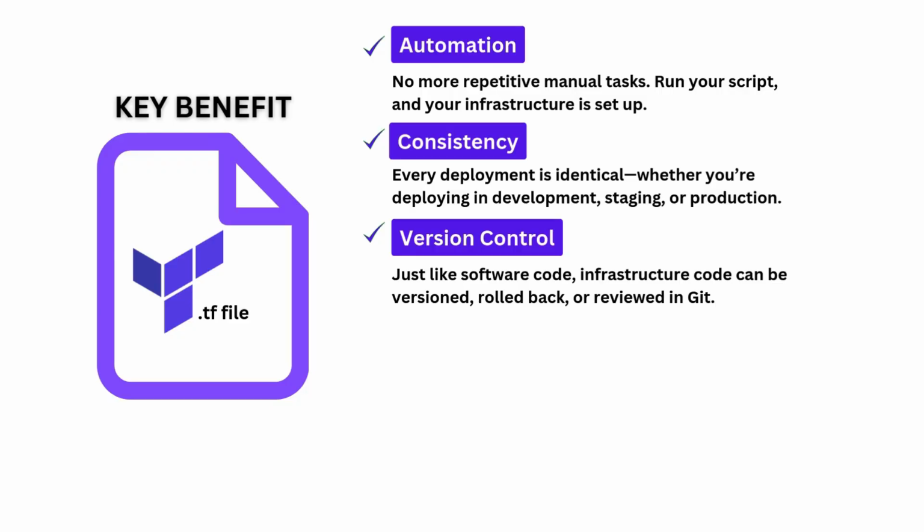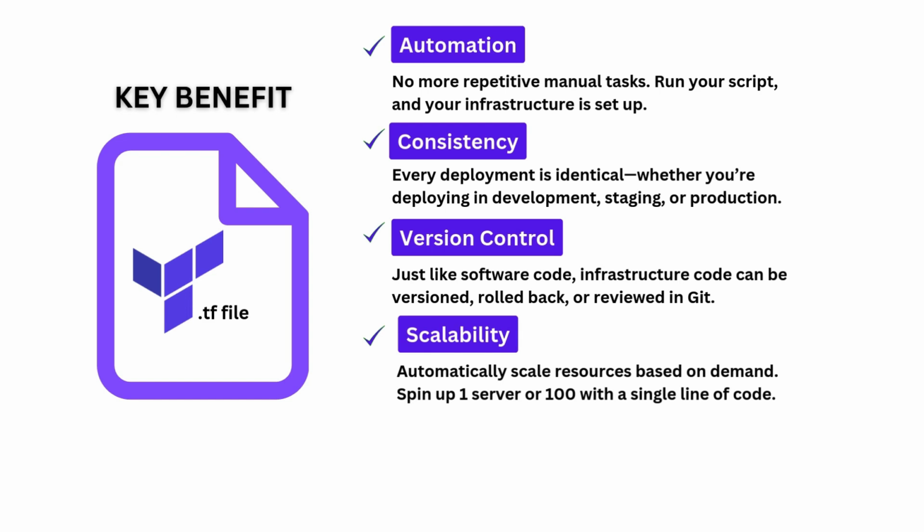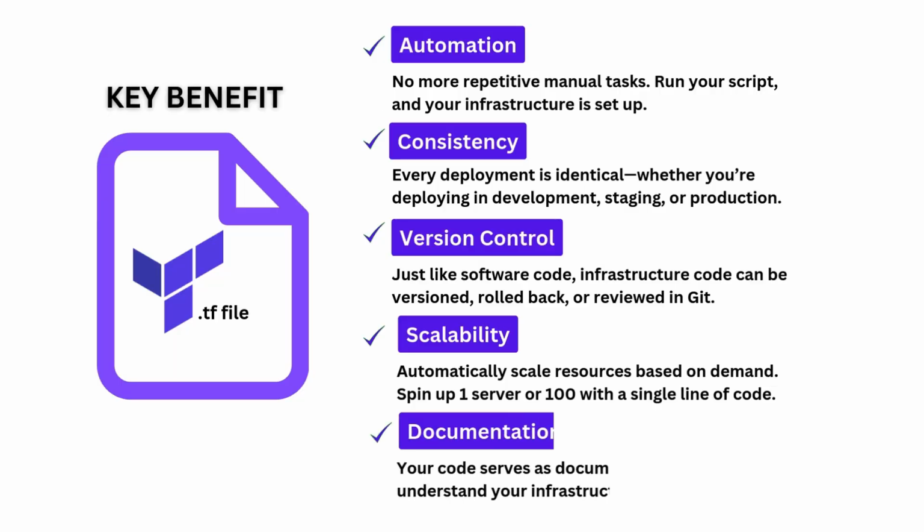Three is version control. Just like software code, infrastructure code can be versioned, rolled back, or reviewed in Git. Four is scalability. So you can automatically scale your resources based on demand. You can spin up one server or hundreds of servers just with a single line of code. Five is documentation. Your code serves as documentation, so anyone can understand your infrastructure just by reading the code.